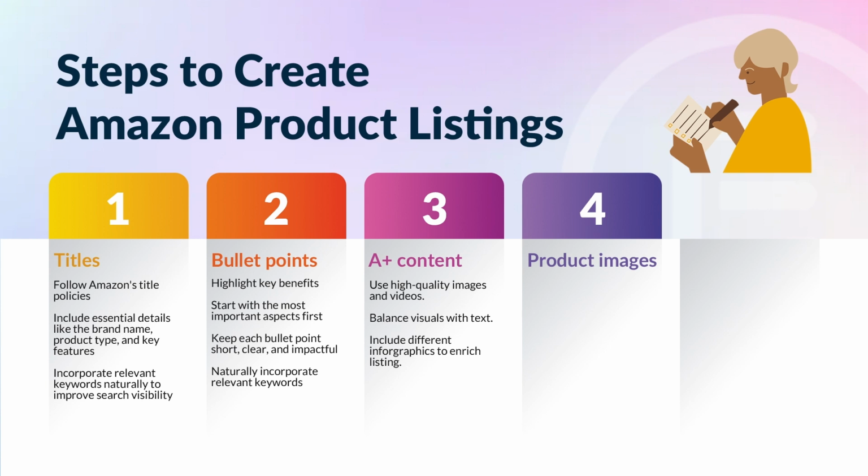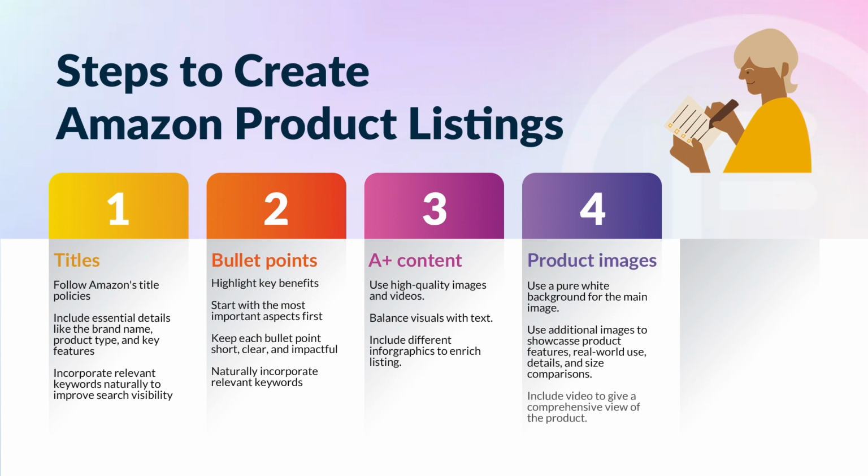According to Amazon, the main image should have a pure white background to help customers easily see your product. For additional images, showcase product features, real-world use, details, and sizes. Lastly, it's also recommended to include a video to give a better view of the product, such as a 360-degree video.